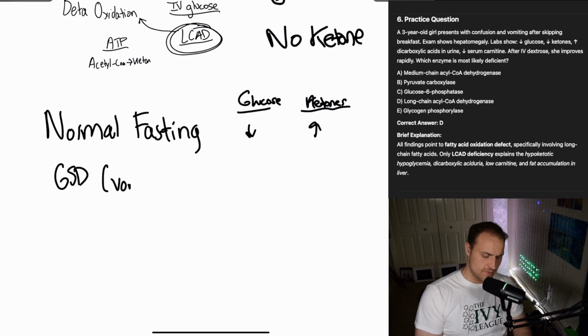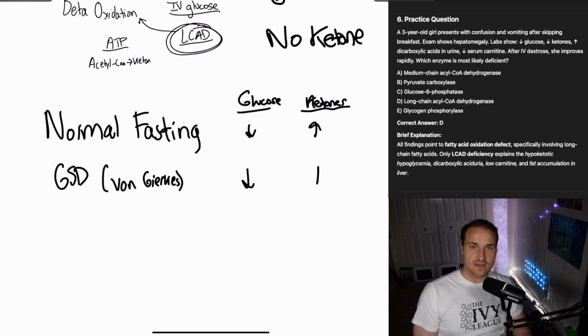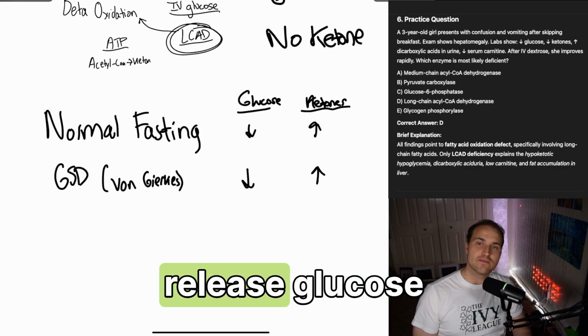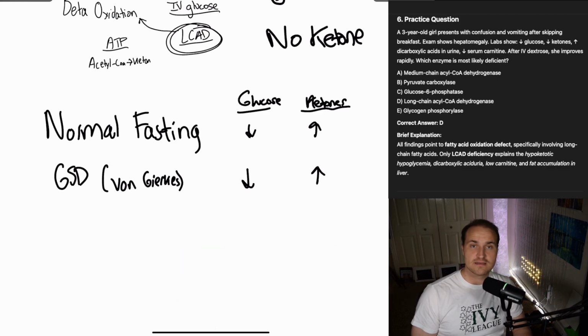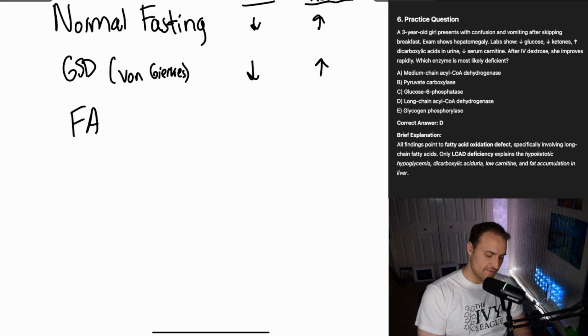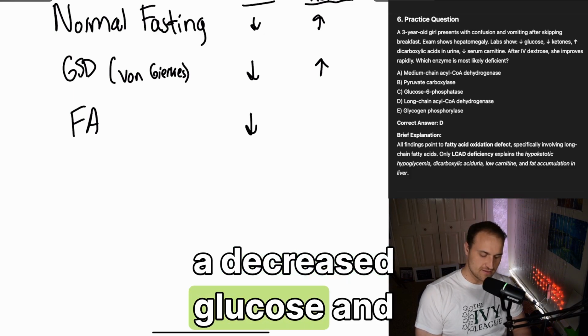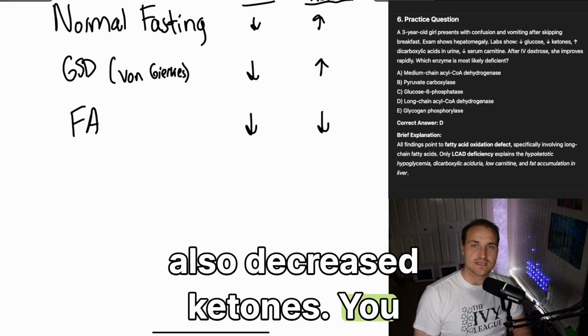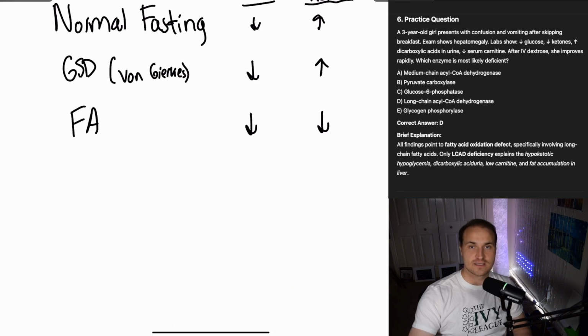But Blake, how do I know that it's not some other deficiency, like Von Gierke, as I called it all through my M1 year, Von Gerties? Well, same thing. You can still make the ketones, you just can't release glucose, but you can burn the fat, right? And that's why we know it is a fatty acid defect, because we have decreased glucose and also decreased ketones. You can't use the fat. No glucose, no ketones.